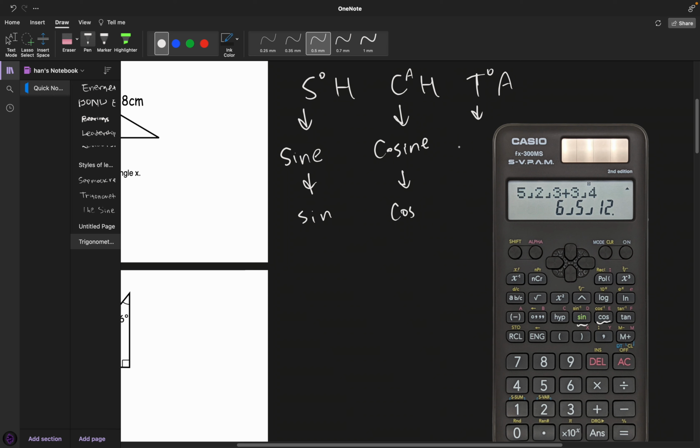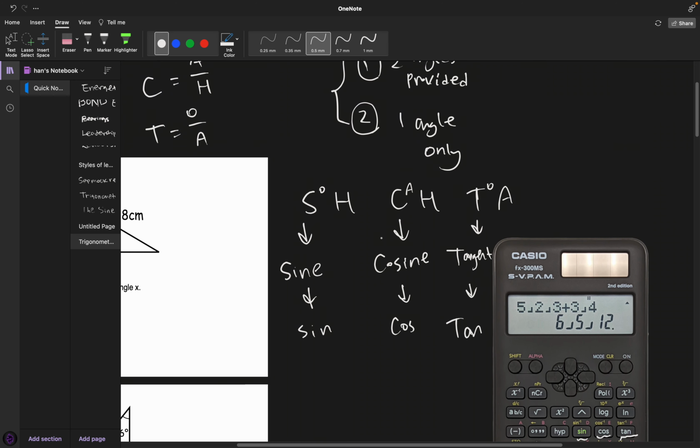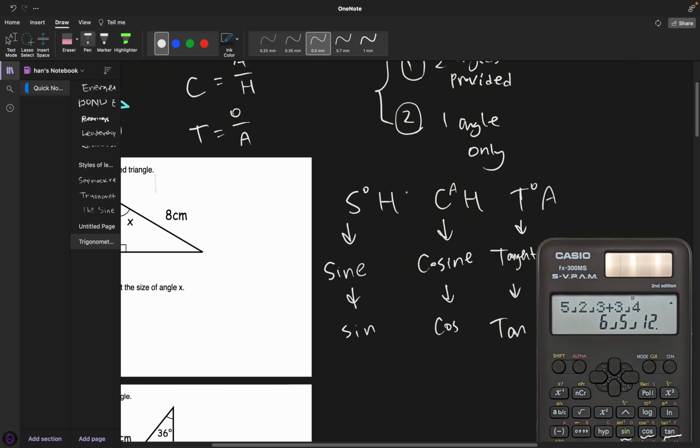So this one is actually in full, it's going to be tangent. And it's abbreviated to just tan on your calculator, which we see here. So you'll always see these three buttons on your calculator: sine, cosine, and tangent. And this is how you answer your math papers pretty much. You just use the equations as provided. SoH CaH ToA, and use the equations.